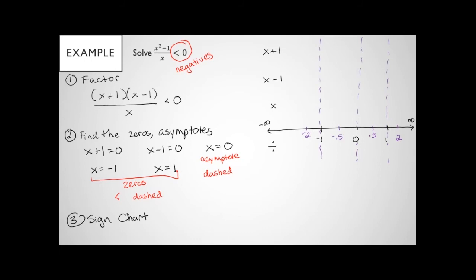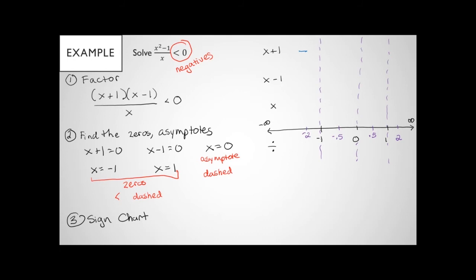So I'm going to start filling in my chart. I'm going to start with the x plus 1, and I'm going to start from the left to the right. So I'm going to start with plugging -2 in for x. So in the x plus 1, we'd have -2 plus 1, which is a -1. So that's going to be a negative.